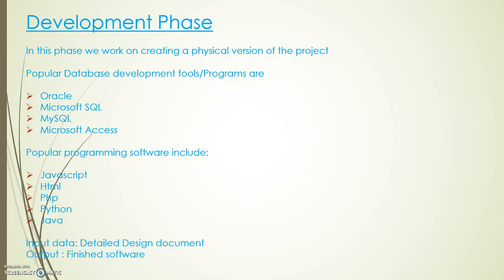Now we have the development phase. In this phase, we work on creating the physical version of the project. Popular development tools for database engineering are Oracle, Microsoft SQL, MySQL, and Microsoft Access in order of popularity. Popular programming software include JavaScript, HTML, PHP, Python, and Java. The input data for this phase is the detailed design document, and the output data is the finished software.